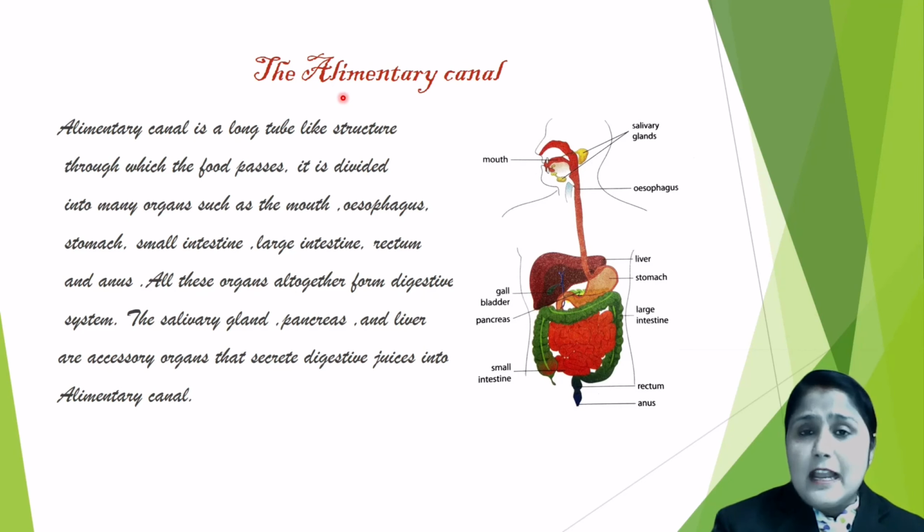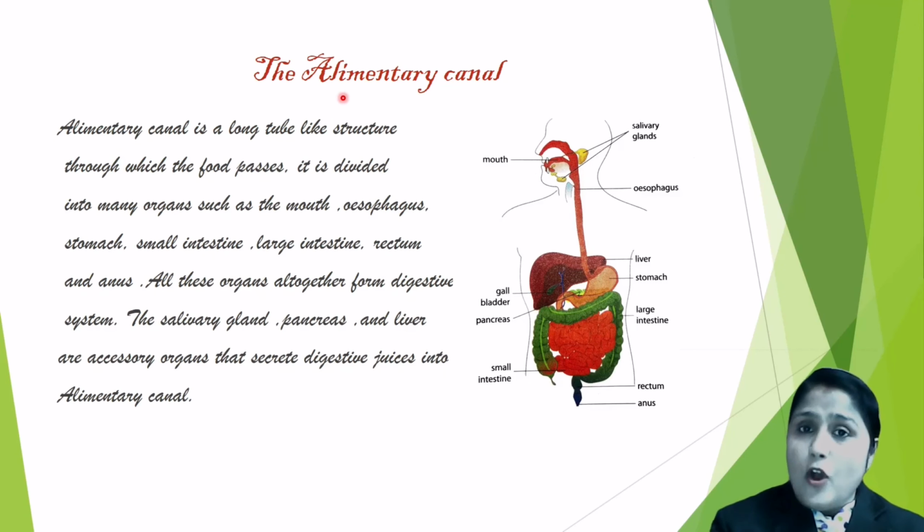First of all, we will see the alimentary canal. What is this alimentary canal? The alimentary canal is a long tube-like structure through which the food passes. It is divided into many organs such as the mouth, esophagus, stomach, small intestine, large intestine, rectum and anus. All these organs together form the digestive system.